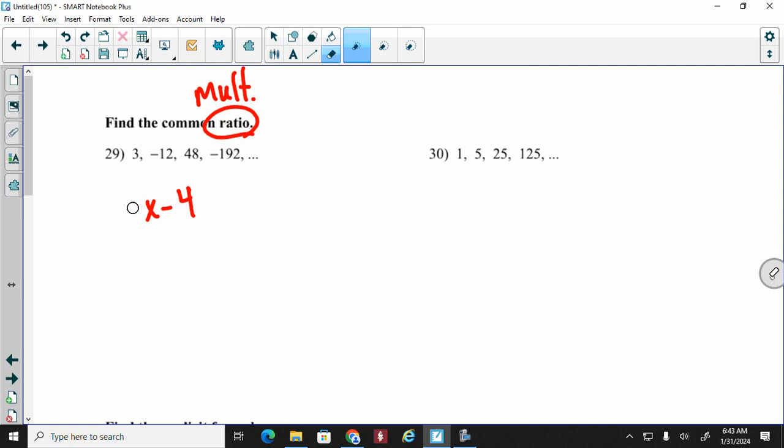Nah, I shouldn't have written it like that. Let me get that x out of the way. My common ratio is negative 4, because it's assumed that I'm timesing it by negative 4. All right. Next is question number 30, same exact thing. What am I doing? I am timesing it by 5.